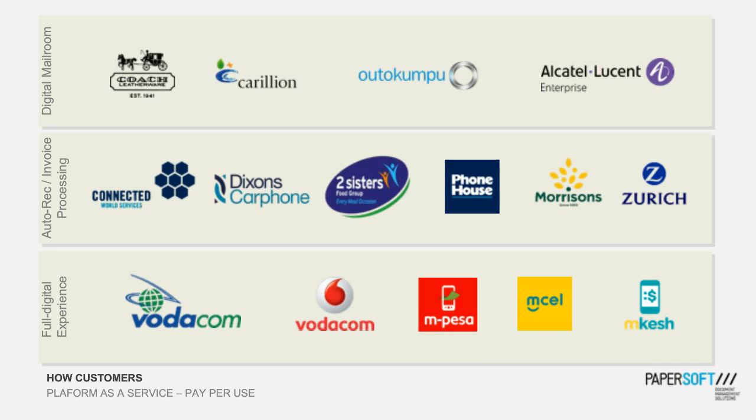We have a couple of our customers here on three layers of services that we provide: digital mailroom classification, auto reconciliation services with invoice processing, and also a full digital experience, such as the example that I just gave you that we have in Congo.